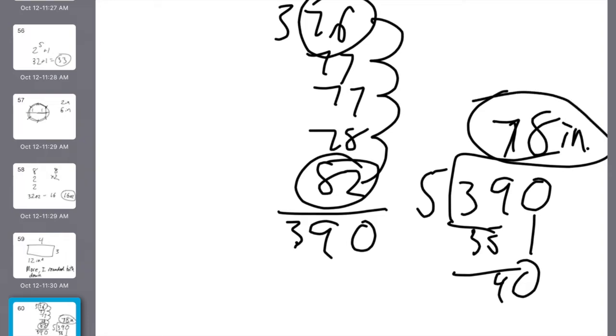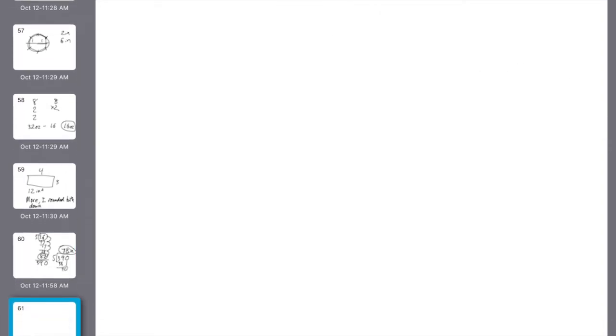Smallest is 76, biggest is 82. Your answer needs to be in between those two guys to make sure you do your checking. 78 inches. Number 2, Mary bought 6 pounds of carrots for 87 cents a pound and paid for them with a $10 bill. How much did she get back in change?